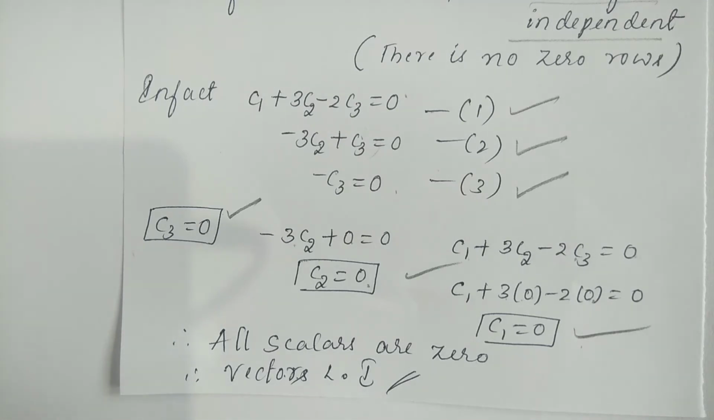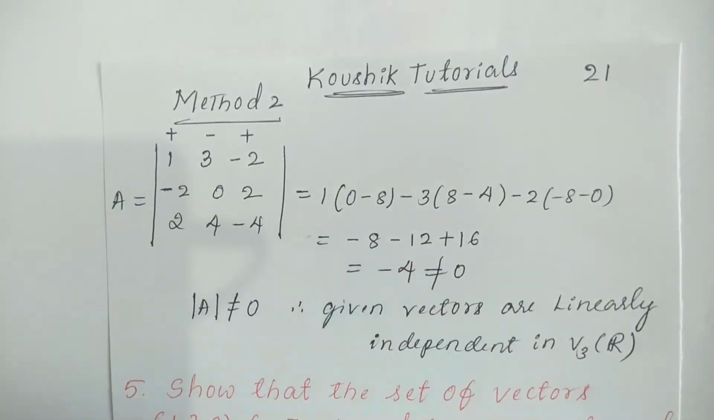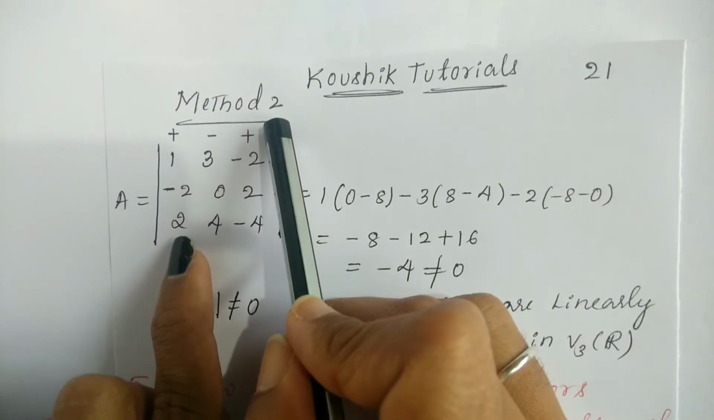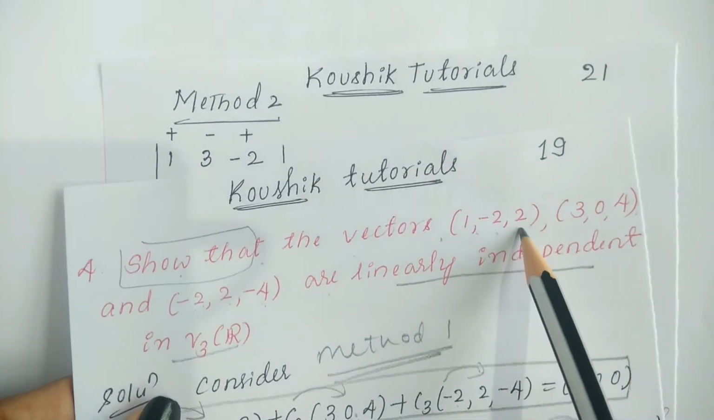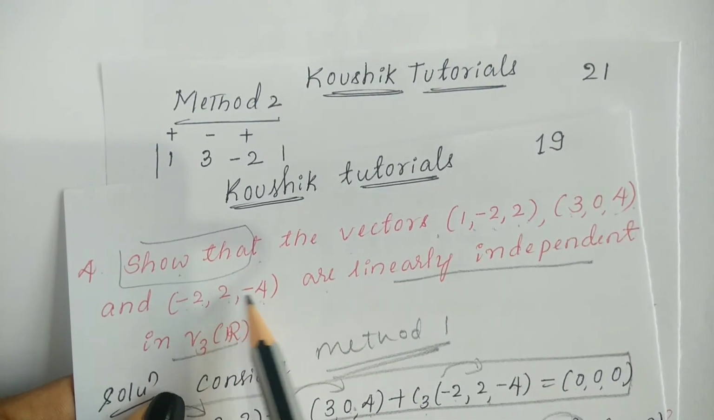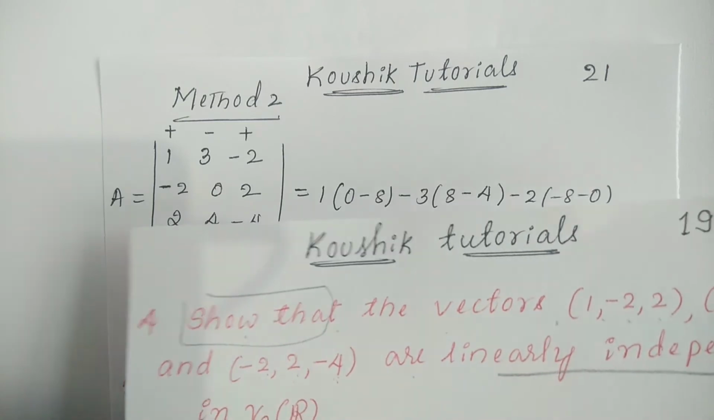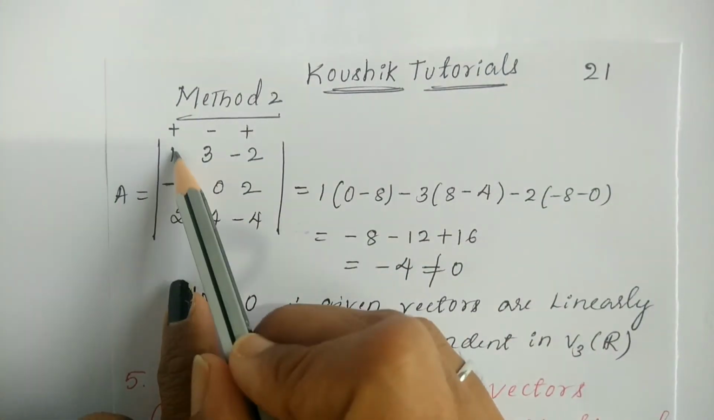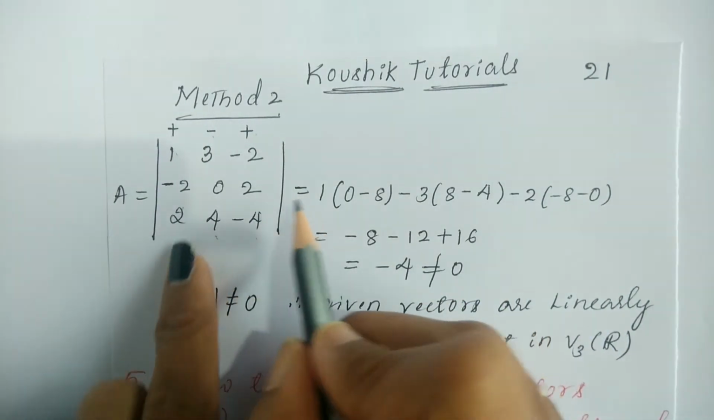So the last question. Before going to the last question, here is the method 2. I forgot that. Sorry. So here is the method 2. What is that? Determinant method. Write all the given vectors 1, minus 2, 2 and 3, 0, 4 and minus 2, 2, minus 4 in the what? Column 1, column 2, column 3 and find the determinant value. So first column, second column and third column. Plus, minus, plus. First find the determinant.